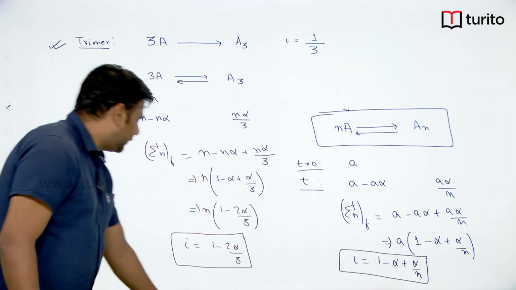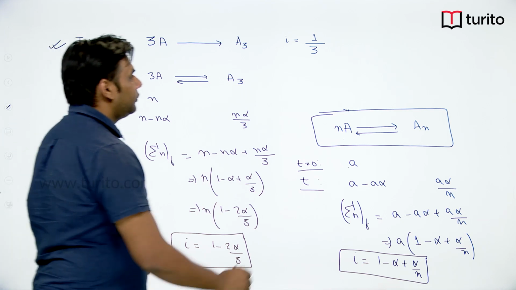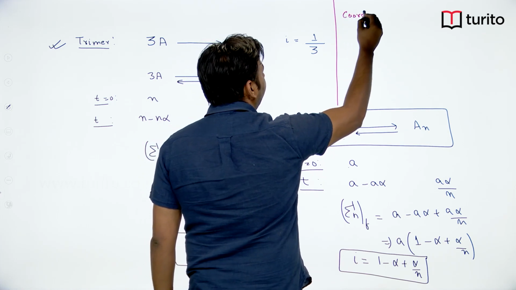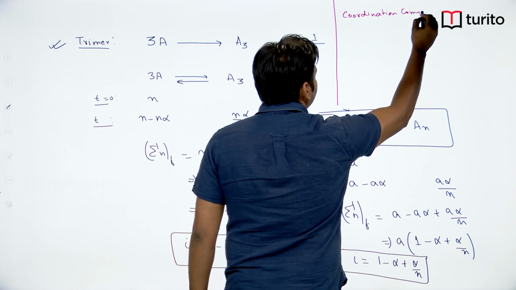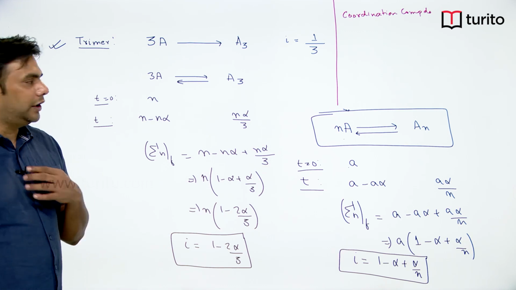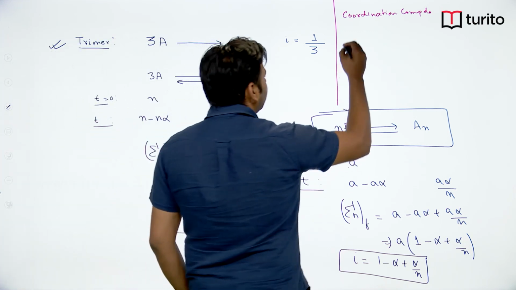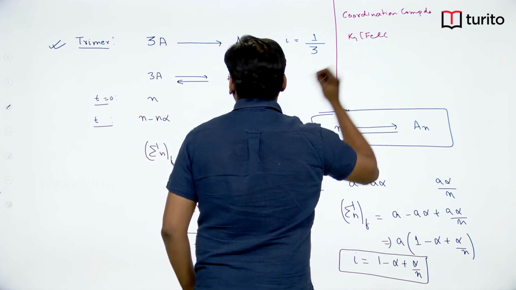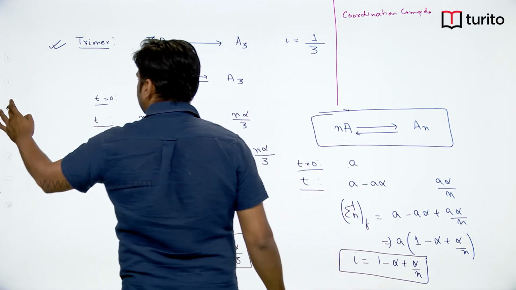Now let me do one thing, we'll just complete the class today. So now let us consider coordination compounds. We'll just tell you the basics of how you decompose a coordination compound. We'll do it in detail when we are doing coordination chemistry. Suppose we are having a salt something like K4[Fe(CN)6].